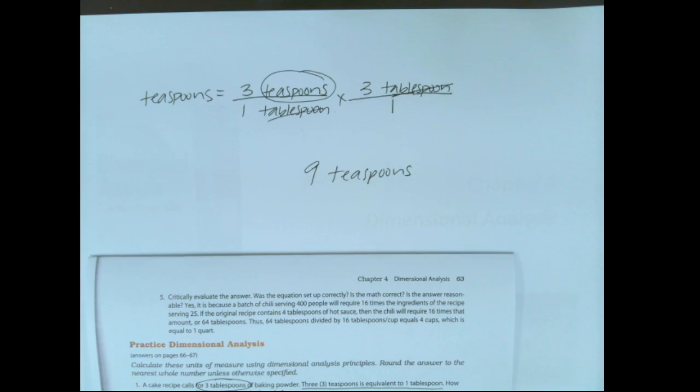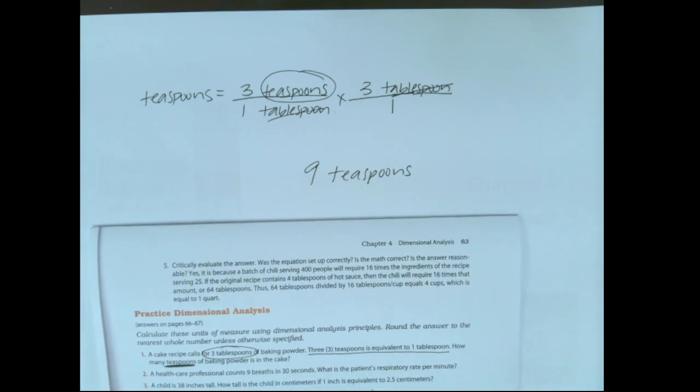I want to critically evaluate that answer. Does that make sense? Is it feasible? Is it possible to have 9 teaspoons in this recipe? Well, if there's 3 teaspoons in a tablespoon and I have 3 tablespoons, then yes. I can do that math in my head and assume that that's correct. In some of these problems, you might feel like it's easier to work them in your head, but if you write these in dimensional analysis form, that will give you more practice and make you feel more comfortable with setting up the dimensional analysis once we move on to dosage calculations.